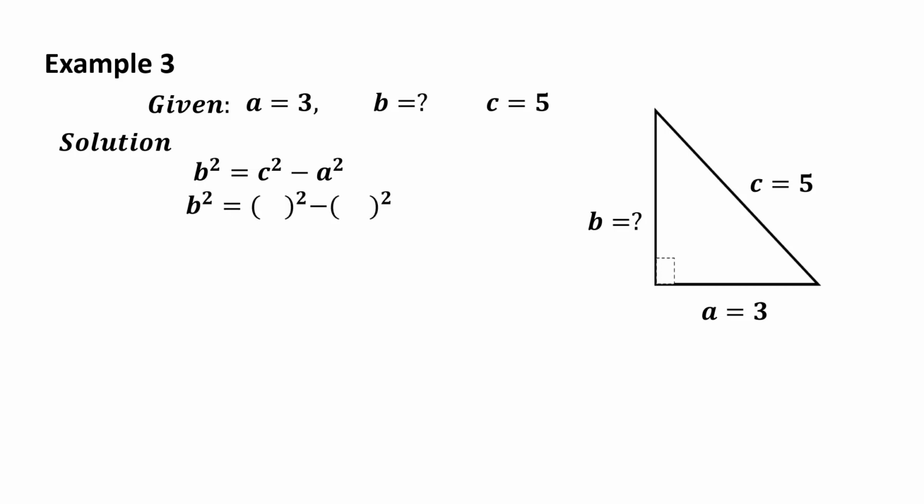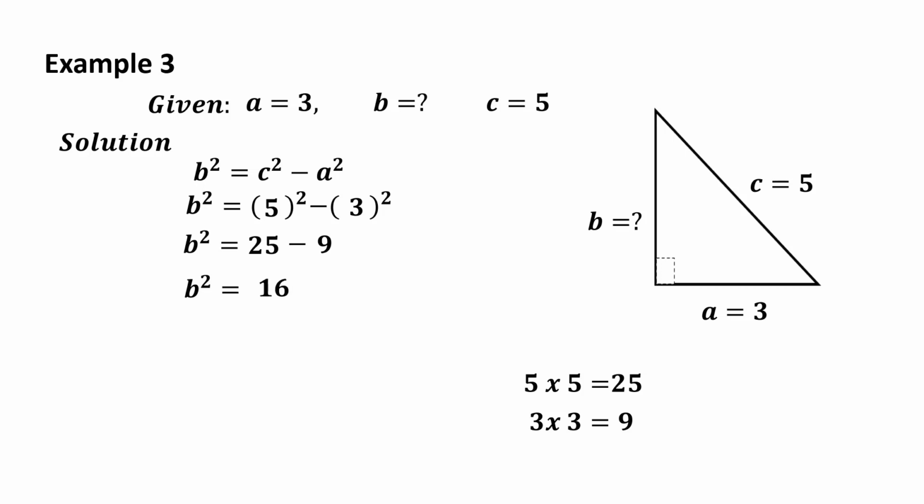Next, let us substitute the values of c and a in the formula. We have b square is equal to, c is equal to 5 and a is equal to 3. Then, we have b square is equal to the square of 5, simply 5 multiplied by 5 is equal to 25. Then, minus the square of 3, simply 3 times 3 is equal to 9. So, we have b square is equal to 25 minus 9 is equal to 16.